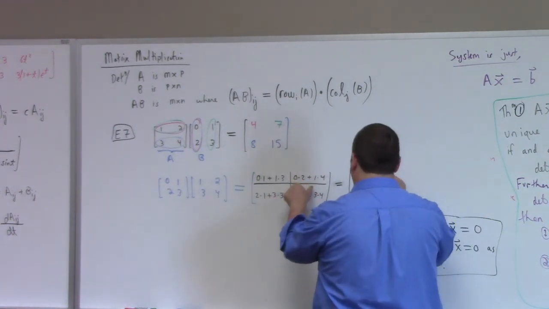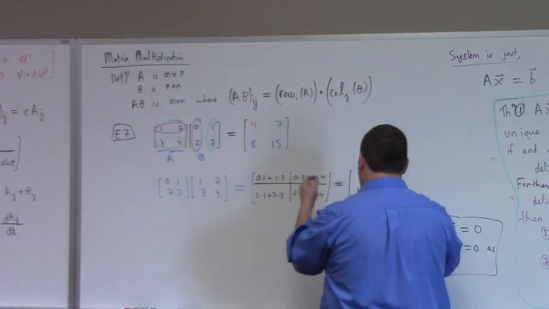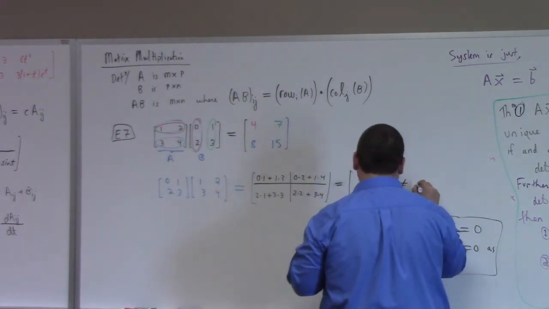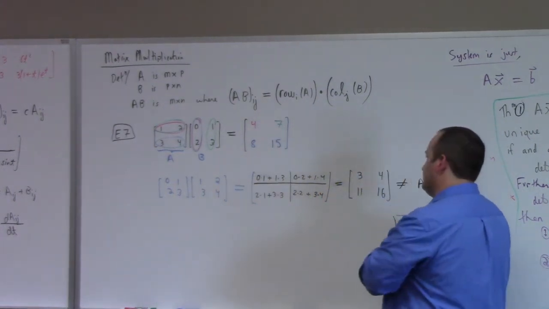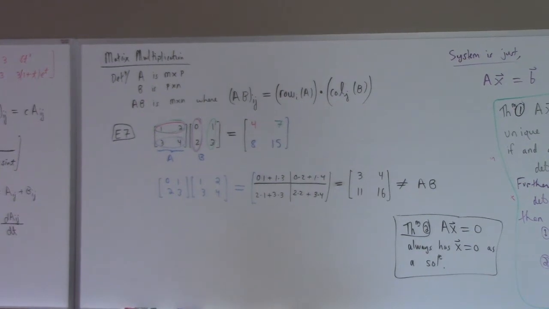That looks like a 4. 4 plus 12 is 16, right? As you can see, that's not equal to AB, right? In fact, not even one component matches. They're pretty far from equals, right? So this is one of the important features of matrix multiplication: it's not generally commutative. It's not usually going to be the case that A times B is equal to B times A.